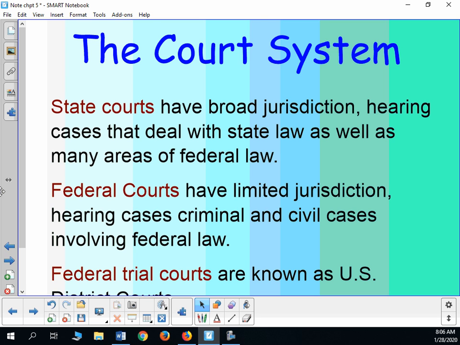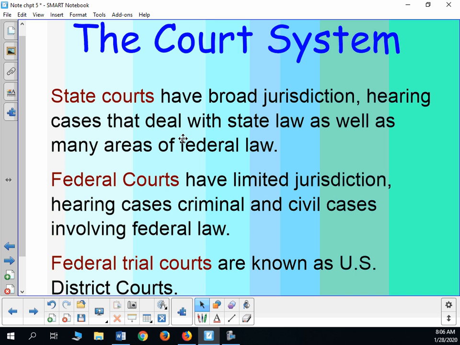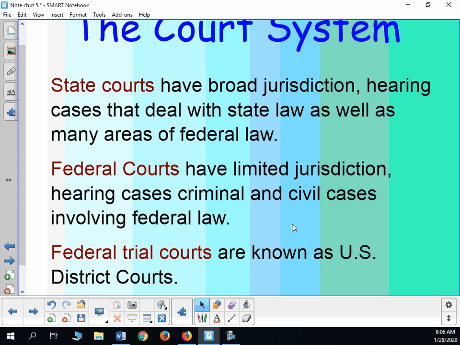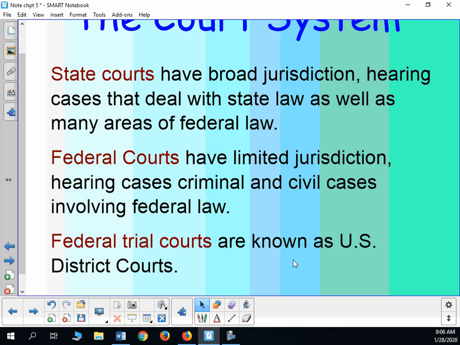State courts have broad jurisdiction, hearing cases that deal with state law as well as many areas of federal law. Then we have federal courts, and they have limited jurisdiction, hearing criminal and civil cases involving federal law. And then we have federal trial courts, and they are known as U.S. district courts.